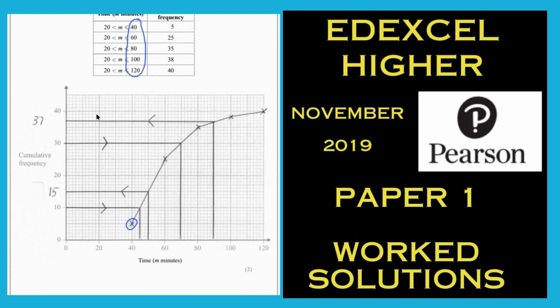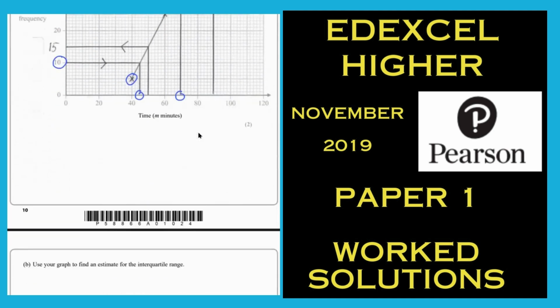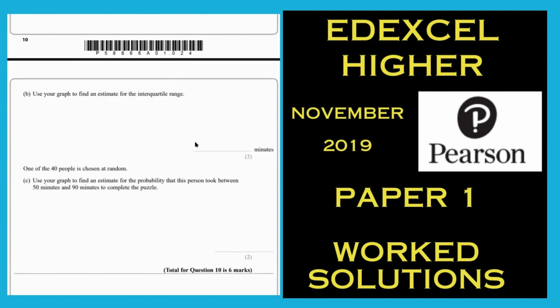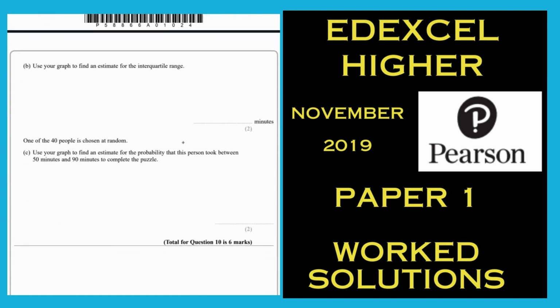Use a ruler. It asks on the next page for the interquartile range. I'll stay here. Quarter of 40 is 10. So go along to your graph and down. 3/4 therefore is 30. Go along to your graph and down. Your interquartile range will be those two numbers subtracted. I got 17 and 45 to give me 25 minutes. Mark scheme allows anything between and inclusive 21 to 28.